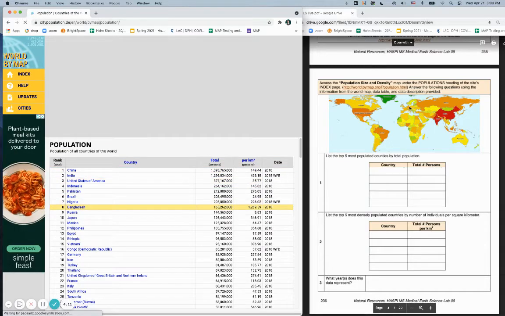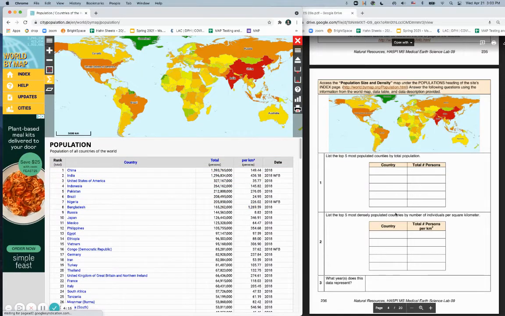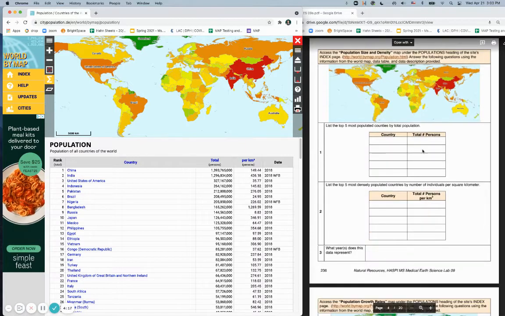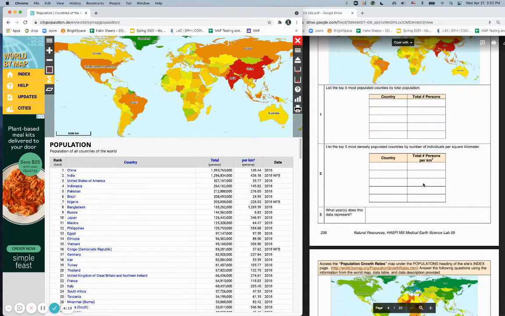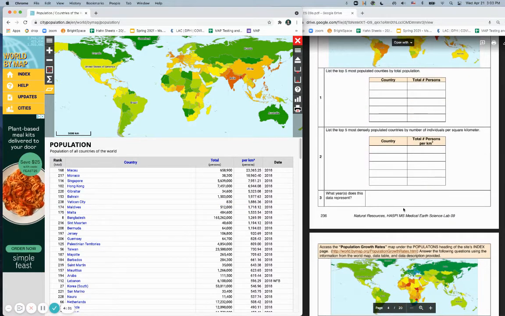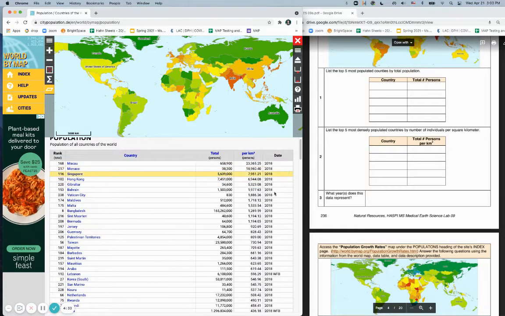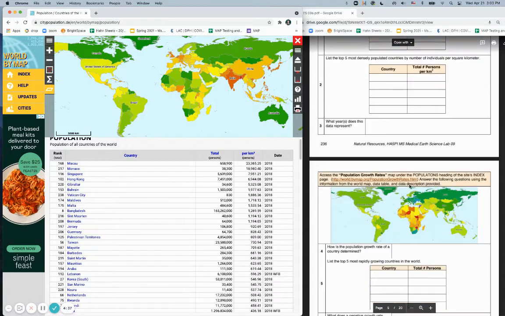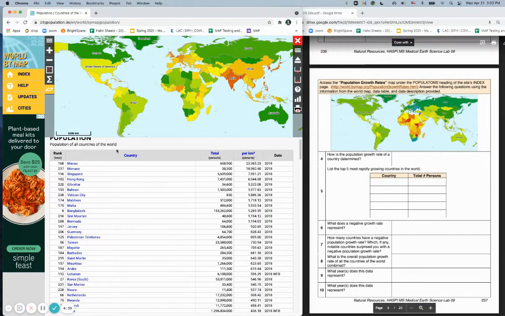So you're going to go ahead and answer these questions. The top 5 most populated, how many people are in those countries, the top 5 most densely populated countries. So I would click on here to get the most densely, and how many people are in every square kilometer. And then what years is this data representing? 2018. Okay, and then you're just gonna keep going.